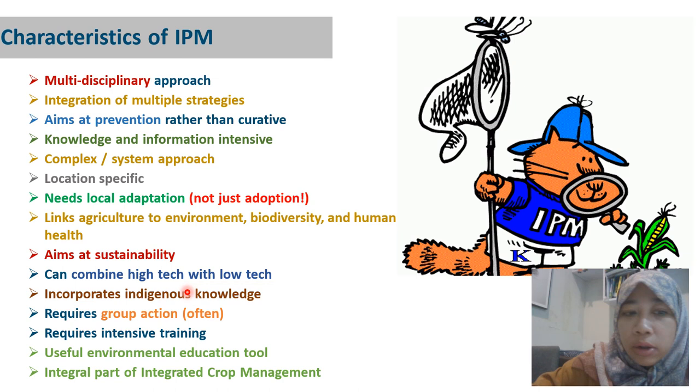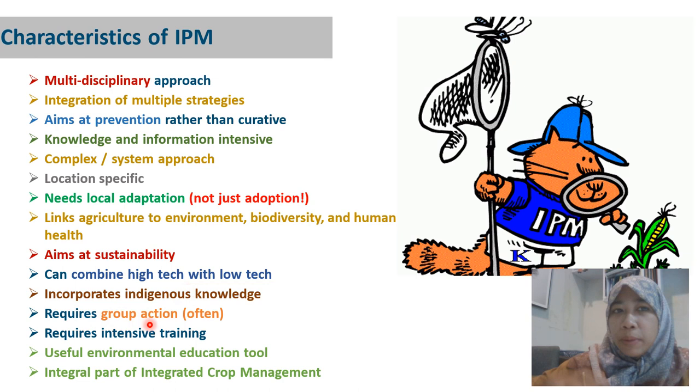This is important because if integrated pest management is done by only a few farmers, it will not be successful. I think it's hard to implement integrated pest management, but it needs group action. Ya, itu butuh kelompok tani, berbagai kelompok tani ya, untuk bisa sukses. Requires intensive training for farmers. And these are the characteristics of integrated pest management.